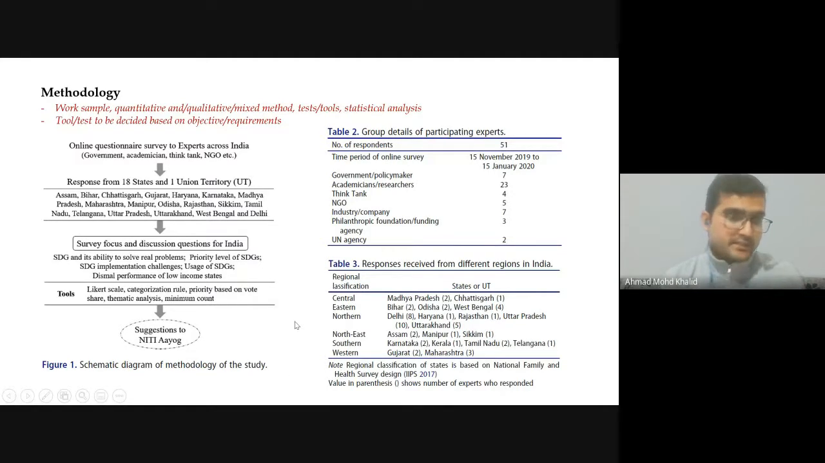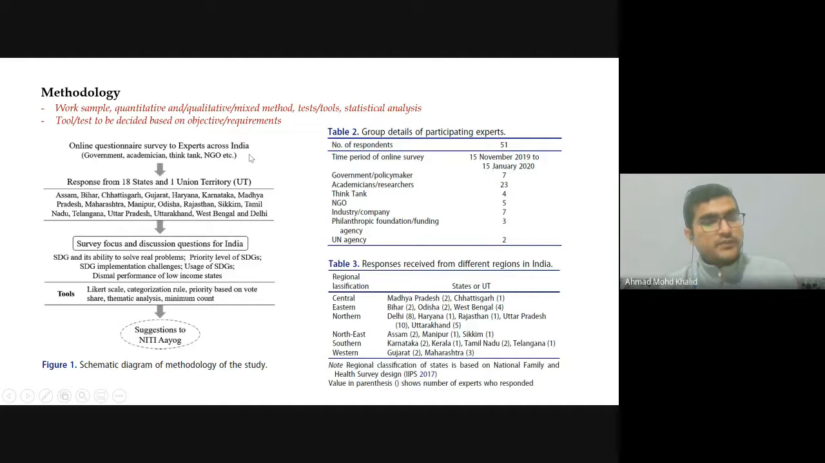This is a very well accepted format: in the methodology section, you present a schematic diagram of how your study is going to look, what you have done, how you're going to approach it, and what questions you are trying to ask in your research. For example, if you look from the top in figure one with me, the author has done an online questionnaire survey of experts across India.